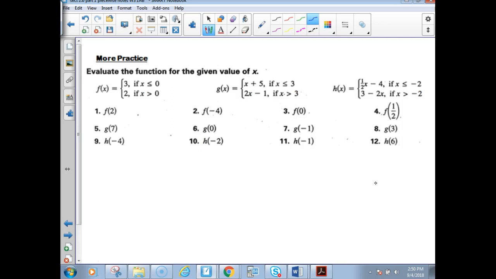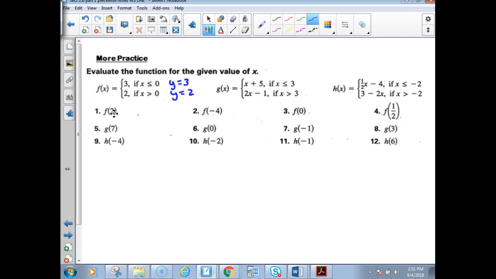More practice. I want you guys to evaluate these. Note that there are three separate functions listed here, and you have to read and understand which is which. F of x is 3 for all values of x less than or equal to 0. So that's like y equals 3. The second part would be y equals 2, where y values are 2 whenever x is greater than 0. So I'm going to evaluate f of 2, and then you're going to evaluate.